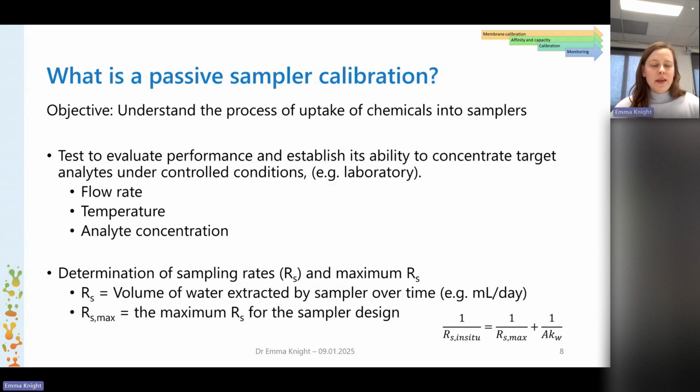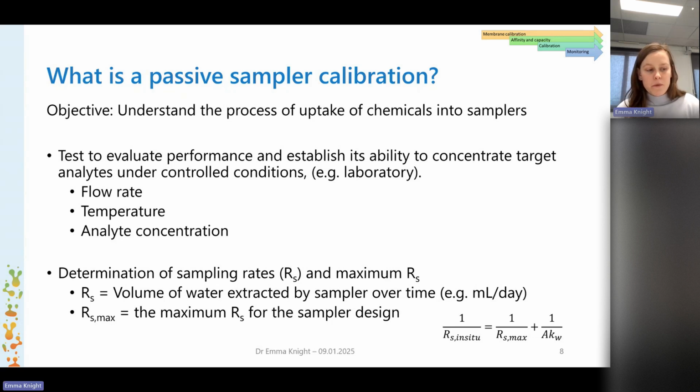So what is a passive sampler calibration? The objective here is to understand the process of uptake of chemicals into the samplers, usually under controlled conditions. Ideally in the lab, where we can control for flow rate, temperature, and analyte concentration. And from this, we can determine a sampling rate, which is your volume of water extracted by the sampler over time, so milliliters per day or liters per day. And we can calculate the maximum sampling rate. So your RS max is the maximum sampling rate for the sampler design.